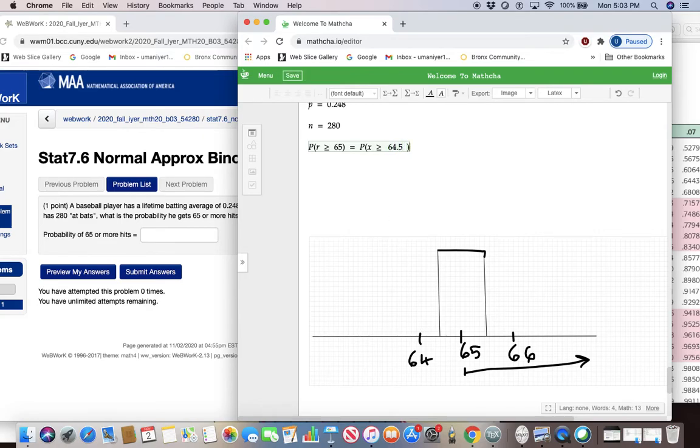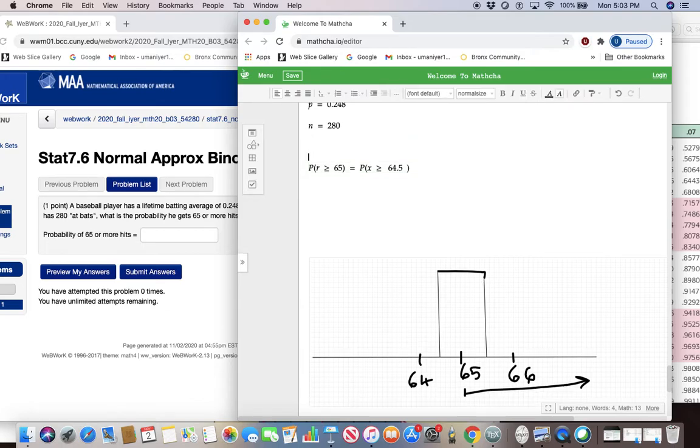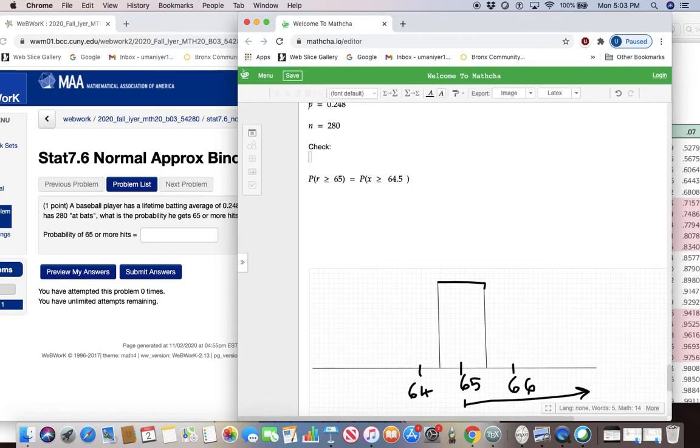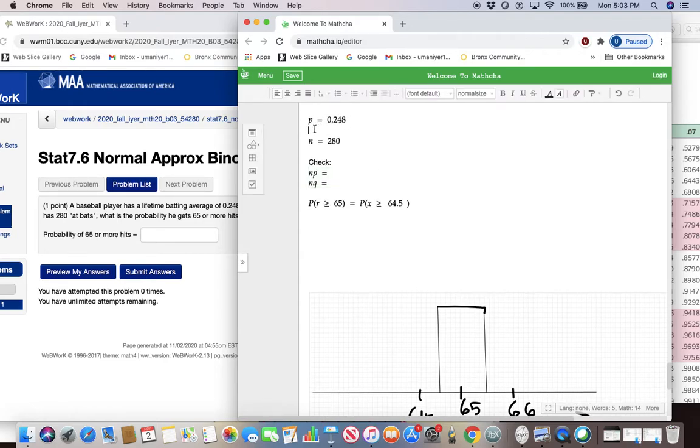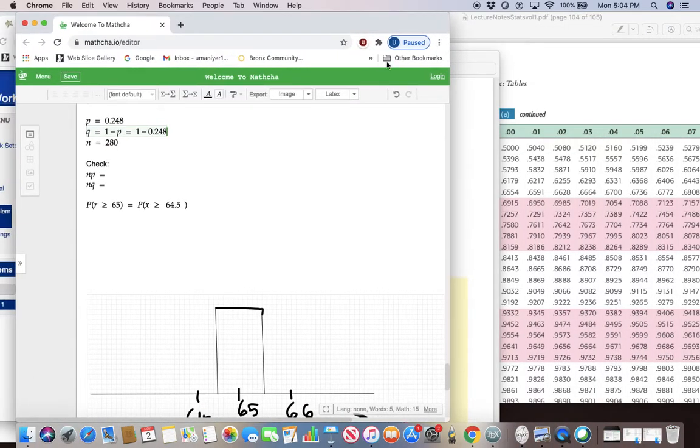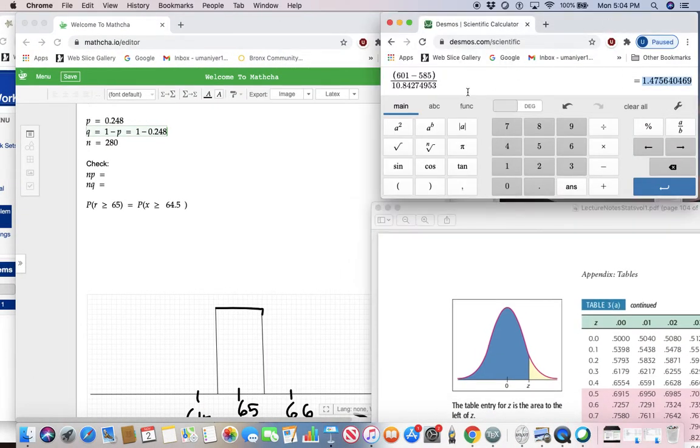Before we do all this, we need to check two things: n times p is what, and n times q is what? P is 0.248, so q is 1 minus p, which is 1 minus 0.248. Let's bring in our calculator. There you go. 1 minus 0.248 is 0.752.